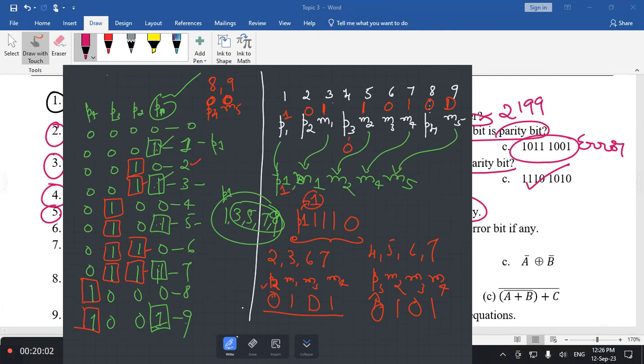This is called a parity bit generator. Of course, if the number of message bits goes more and more, you will need a lot of time to do that. As I told you, suppose the message is 8 bits. So how many parity bits do you need now? 3 or 4? Suppose message bits are 8.